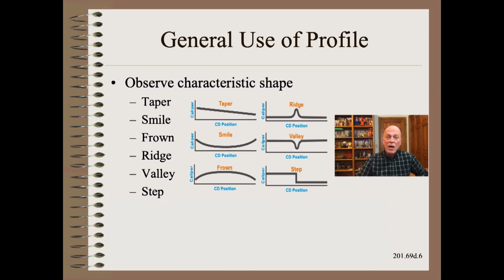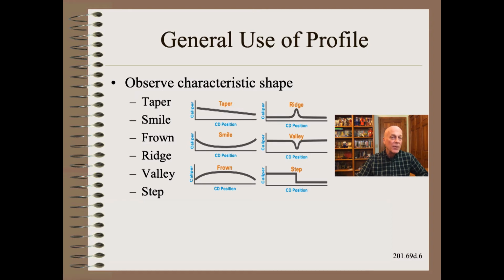To finish out our profile language, we can label common shapes such as tapers, smiles, frowns, ridges, valleys, and the less common step as the dominant characteristic of the profile we are studying. Of course, there is nothing to prevent us from having a taper plus a smile, or a smile plus a ridge. However, when we see these combination shapes, we might suspect that there are two independent mechanisms operating.